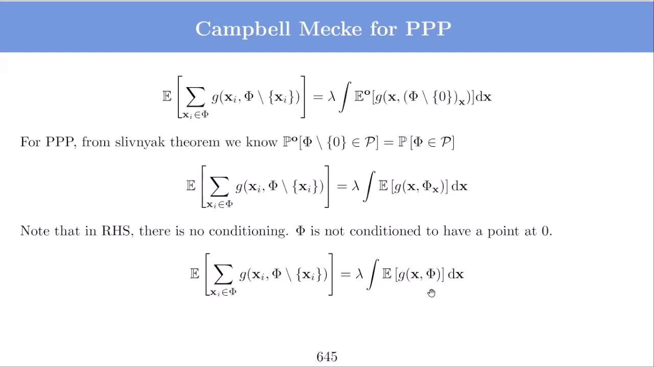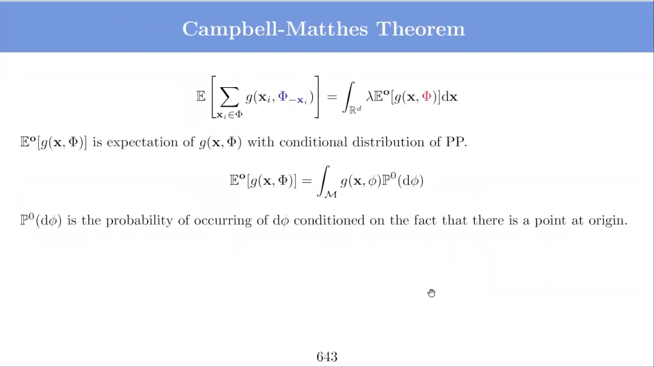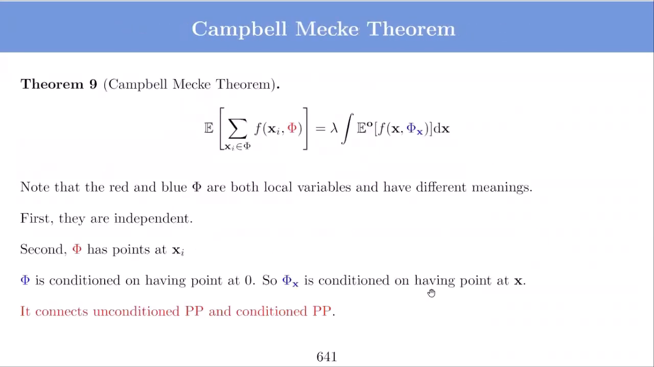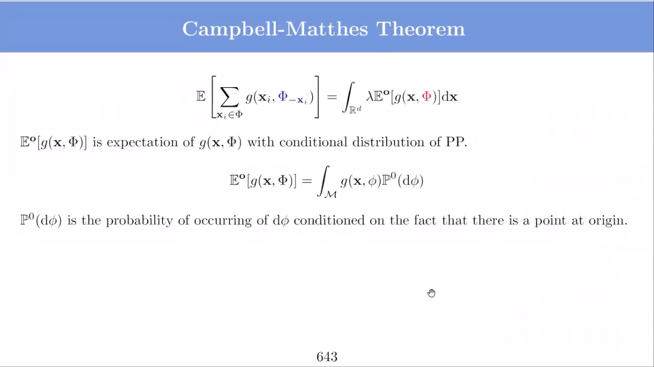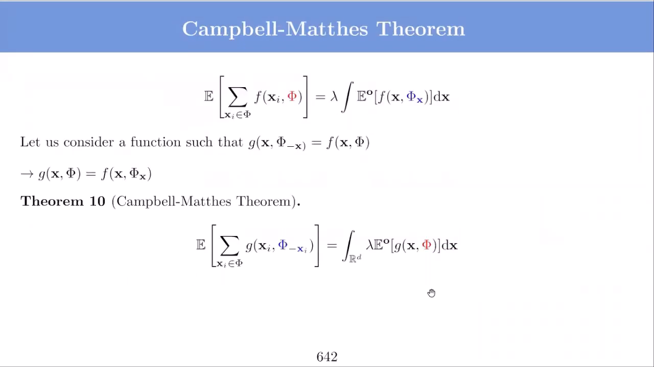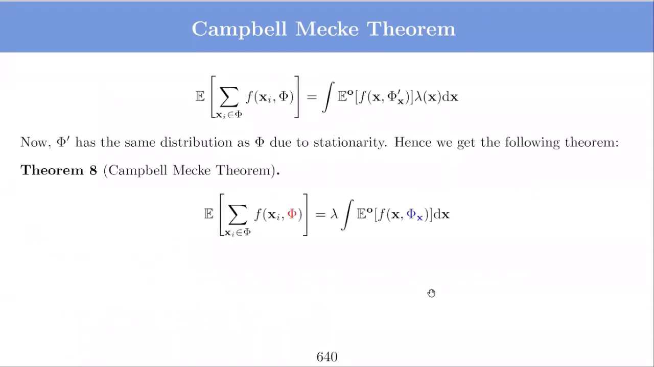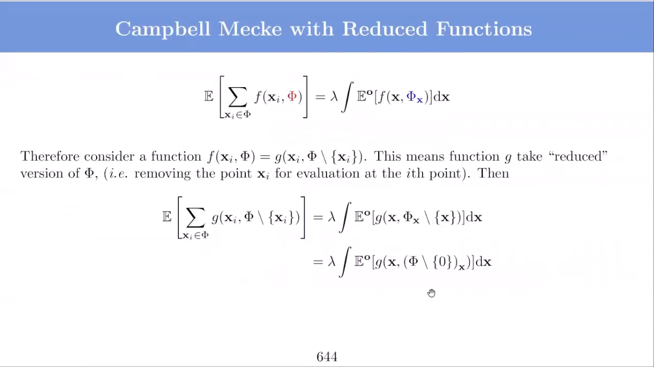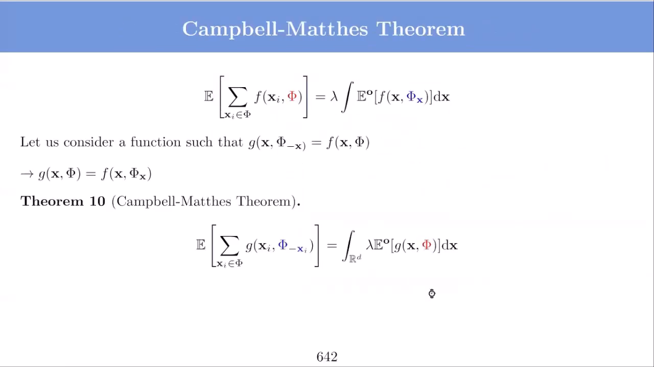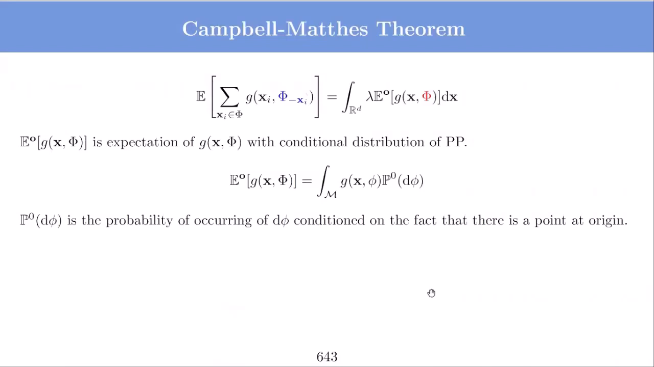You could have gotten the same result if you had used the shortcut version, phi minus x. Here also, if you use it for a PPP, basically this will just be removed and you get E of g of x comma phi.